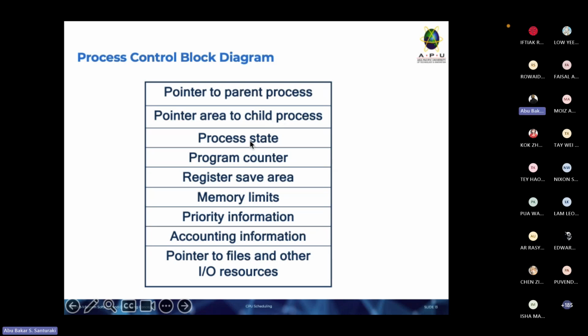Then process states. You remember the 5 states we mentioned? New, ready, running, blocked, or terminated? That information is stored there. What is the current state of this process? The program counter. Do you guys remember what the program counter is? When we looked at CPU and memory a few weeks ago, we talked about special purpose registers and the program counter. What does the program counter contain? It contains the address of the next instruction to be executed.